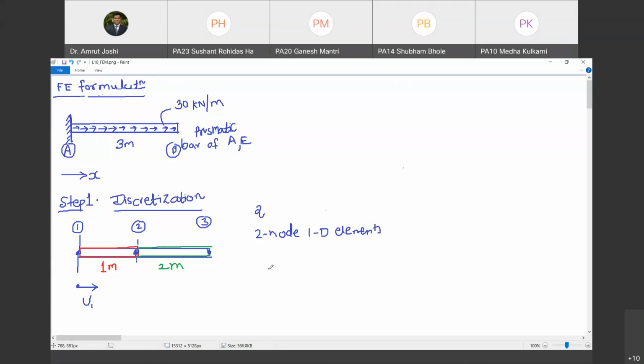So what is the nodal connectivity? Nodal connectivity for element number 1. I'm going to call this element number 1, and I'm going to call this element number 2. So what is the nodal connectivity? Element number 1 has the starting node 1 and end node 2. This is the nodal connectivity. Element number 2 has starting node 2 and end node 3. So this is how I have written the nodal connectivity.